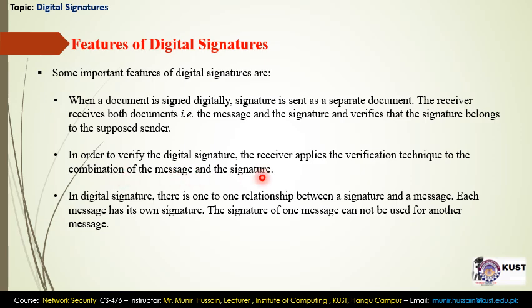The third feature is that in digital signature, there is a one-to-one relationship between a signature and a message. Each message has its own signature. The signature of one message cannot be used for another message. These were some important features of digital signature.